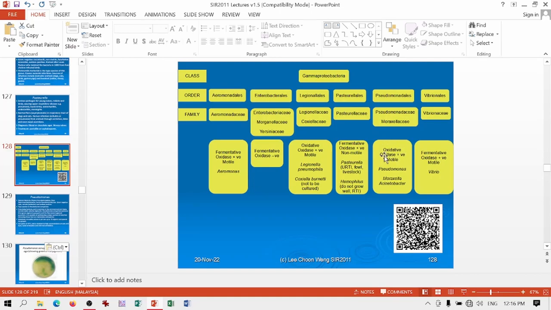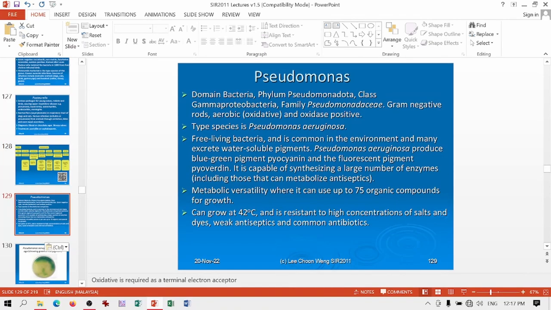Now let's look at Pseudomonas, which gives an oxidative reaction in the OF test. Oxidase positive and is motile. The type species is Pseudomonas aeruginosa. It's a free-living bacteria often found in the environment and secretes water-soluble pigments. It produces blue-green pigment, pyocyanin, and the fluorescent pigment, pyoverdin. It is also capable of synthesizing a large number of enzymes that allows it to metabolize even antiseptics.